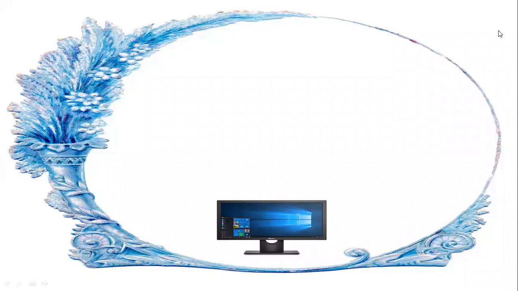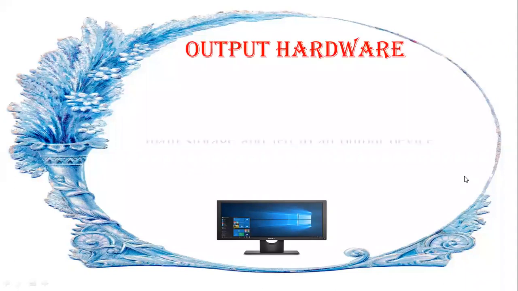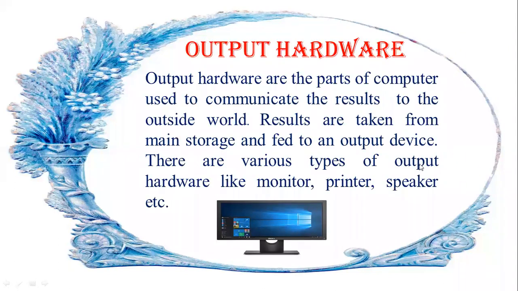After input hardware, we will be discussing output hardware. Yes, after input hardware, we discussed processing hardware. Once processing is done, the computer gives output. That's why we need output hardware. Last time we discussed output hardware in detail.